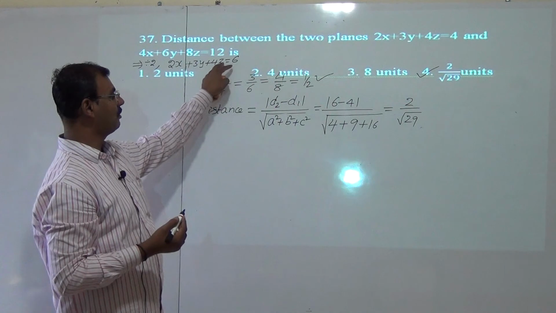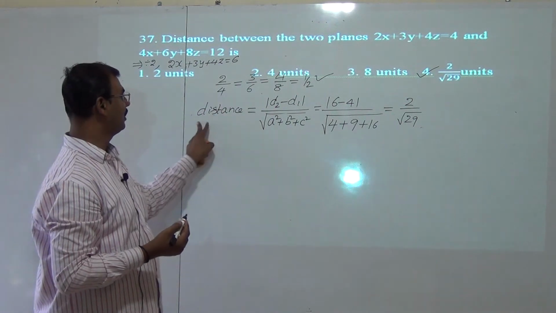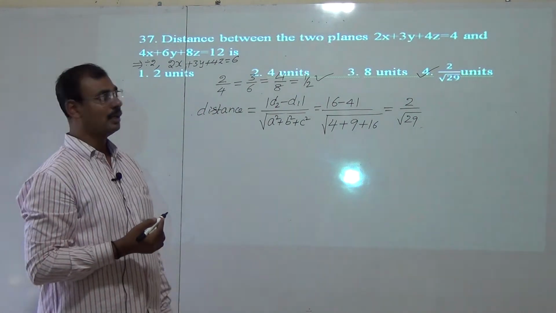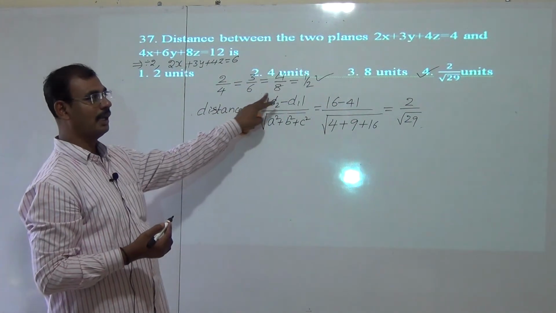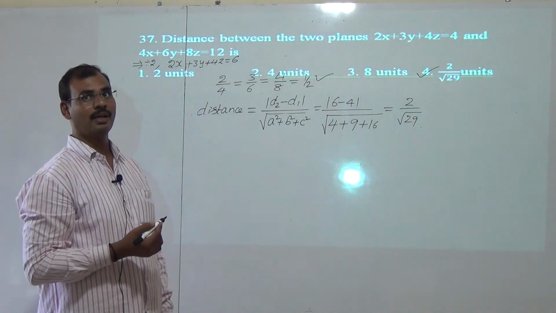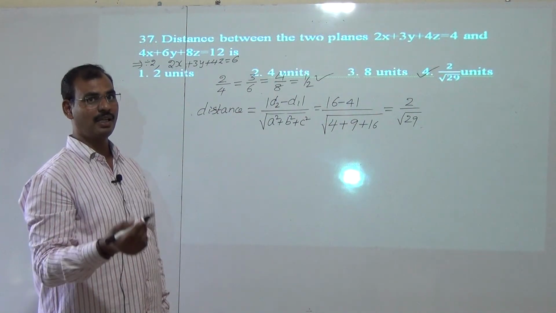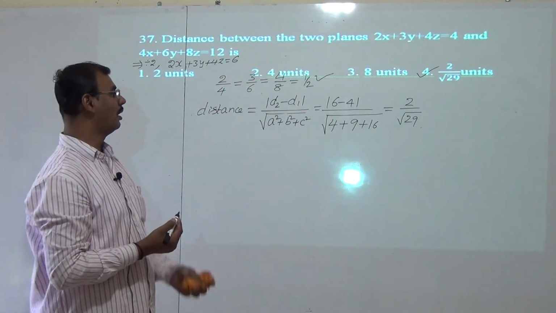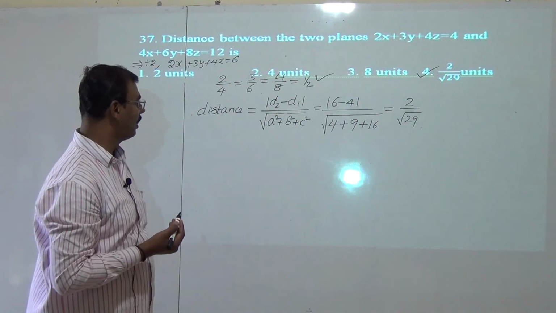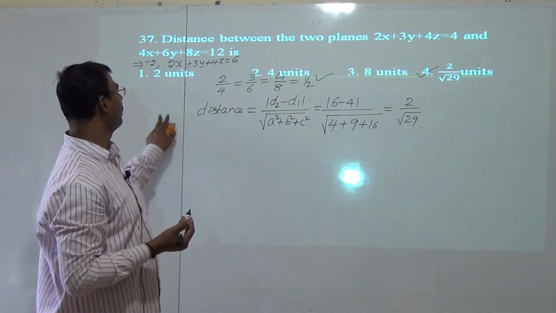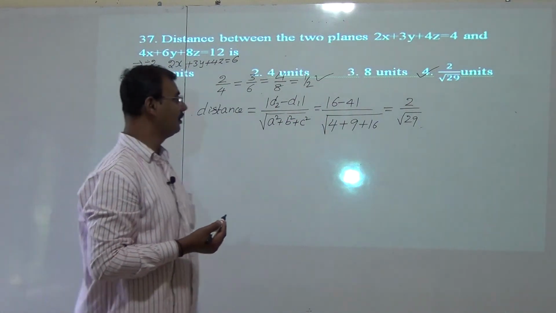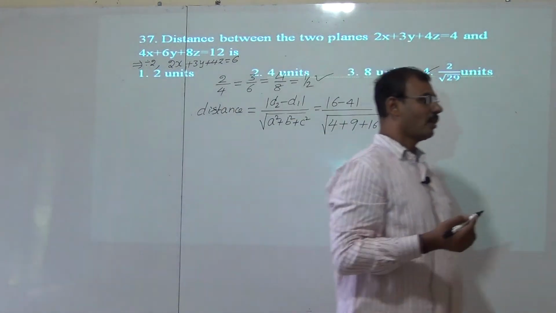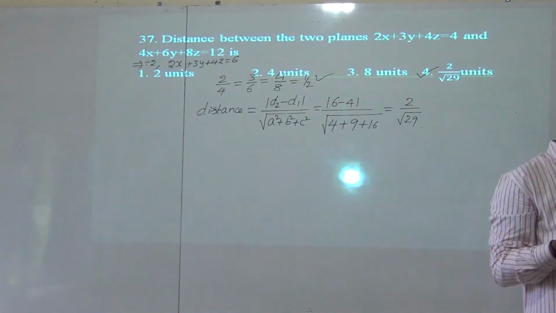Okay. Distance between two parallel planes, this is the process. The perpendicular distance formula is magnitude of ax1 plus by1 plus cz1 plus d upon square root of a square plus b square plus c square. So remember all of you, these formulas must be known. Shall we go to the next problem? Okay, next question.